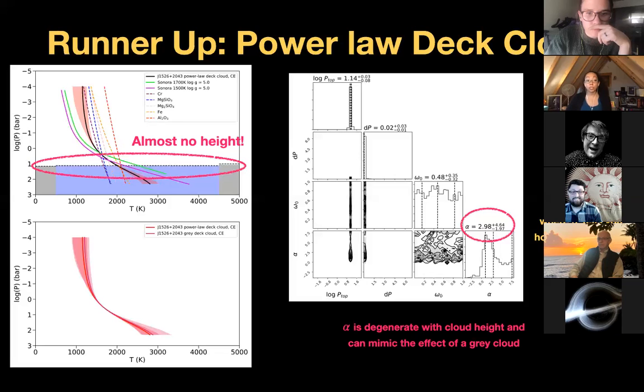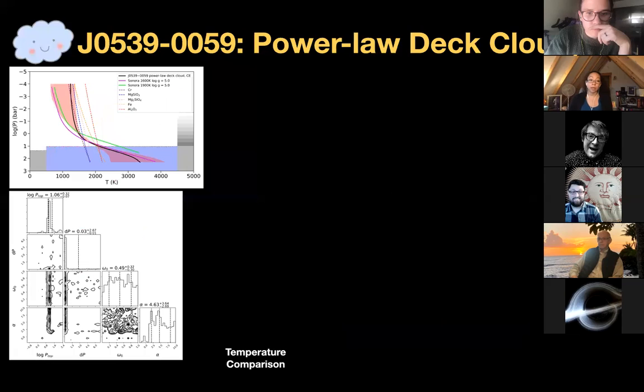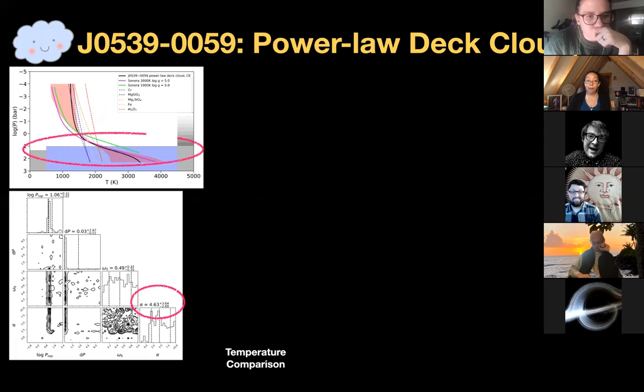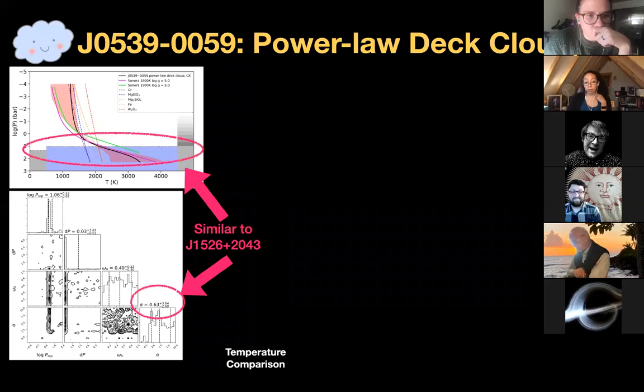So moving to the temperature comparison objects, the first one we have is J0539. This is also fit by a power law deck cloud. So like 1416, we see that its cloud top is constrained quite well. And like 1526, we see it has this positive value of alpha and this region where the cloud height is almost not there. So we're seeing that it probably has the same features of acting similar to a gray cloud.